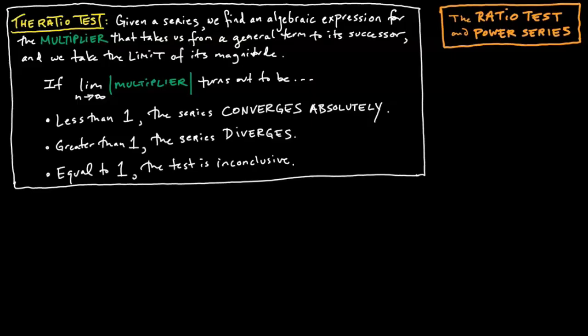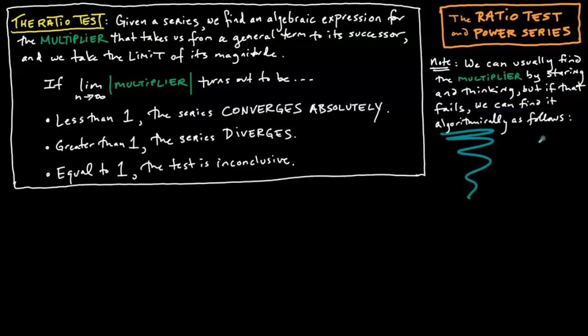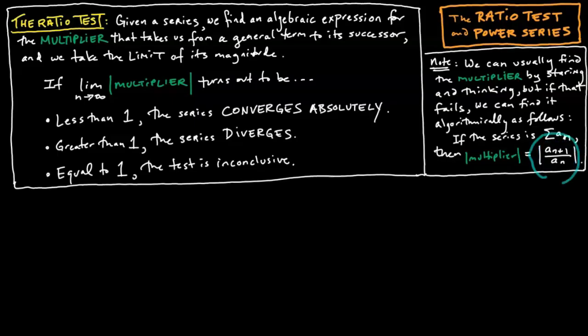Oh, and I should add one little side comment about the multiplier itself. Namely, we can usually find the multiplier by staring and thinking, which is a time-honored method in mathematics, of course. But if that staring and thinking fails, we can find it algorithmically as follows. If the series is expressed this way, as the sum of a sub n, then the absolute value of the multiplier is the absolute value of the ratio a sub n plus 1 over a sub n. And I will explain where that comes from in a minute.